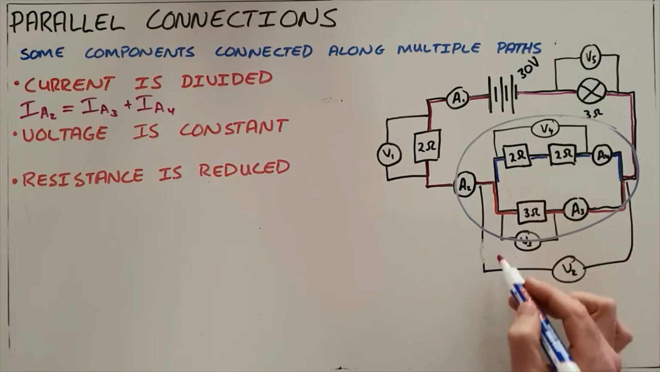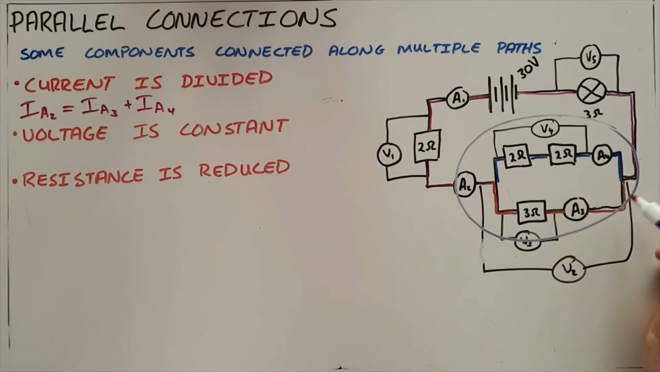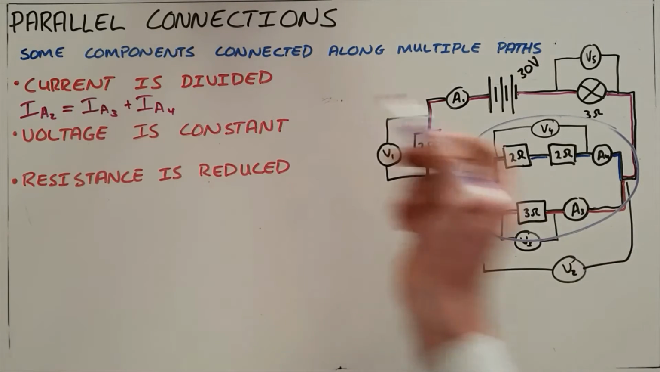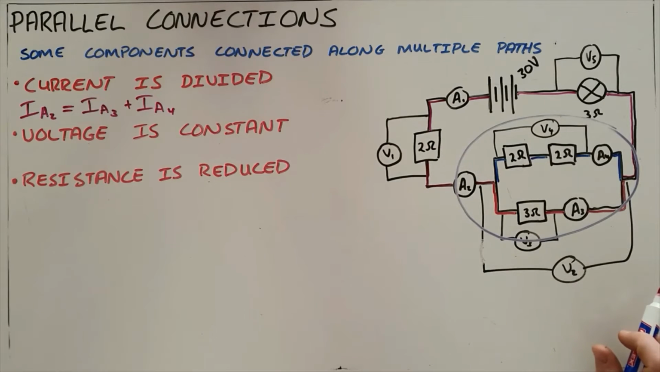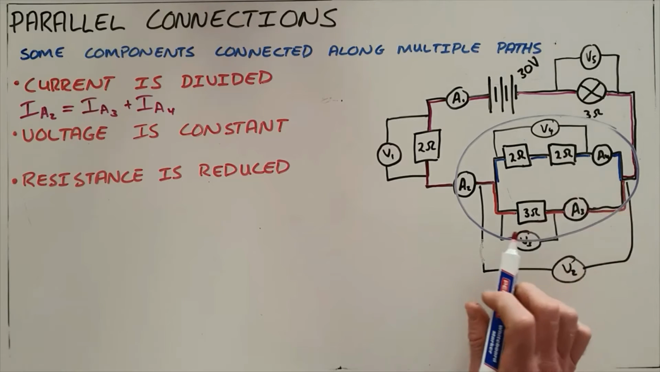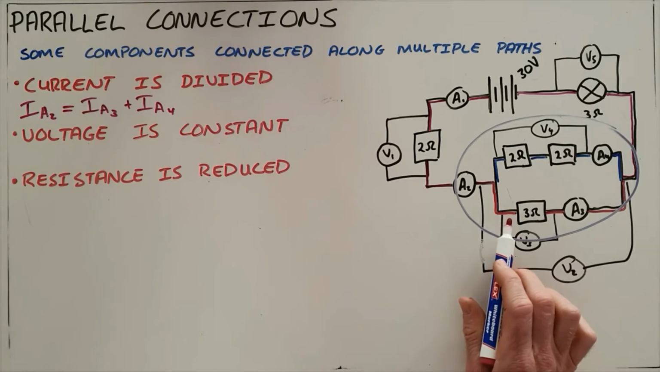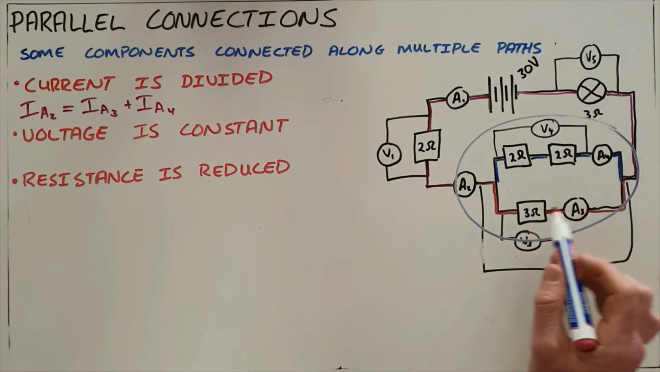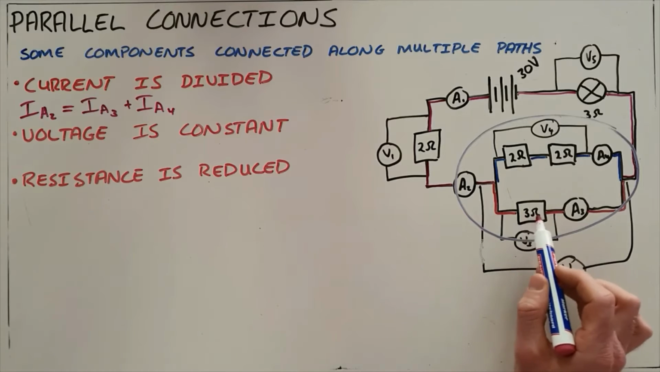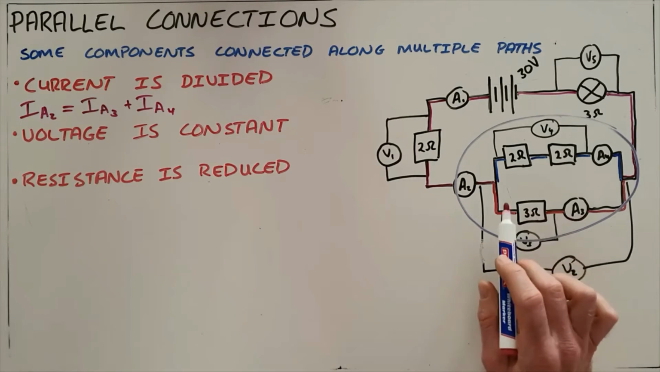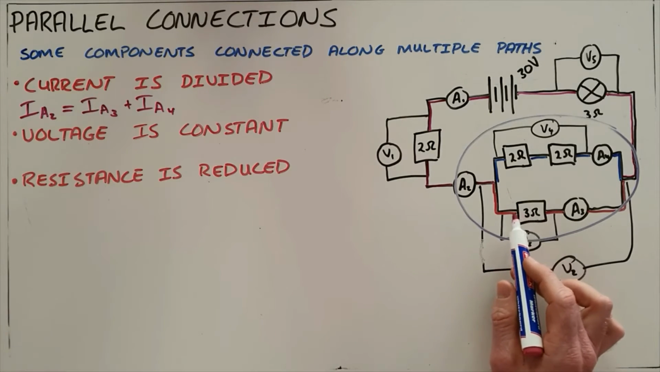Obviously, if there were more arms or more paths for the current to follow, then that would be split between more different routes. The next one is that voltage is constant. The reason for this is because of the relationship between current and voltage. We know that the current is going to try to follow the path of least resistance.